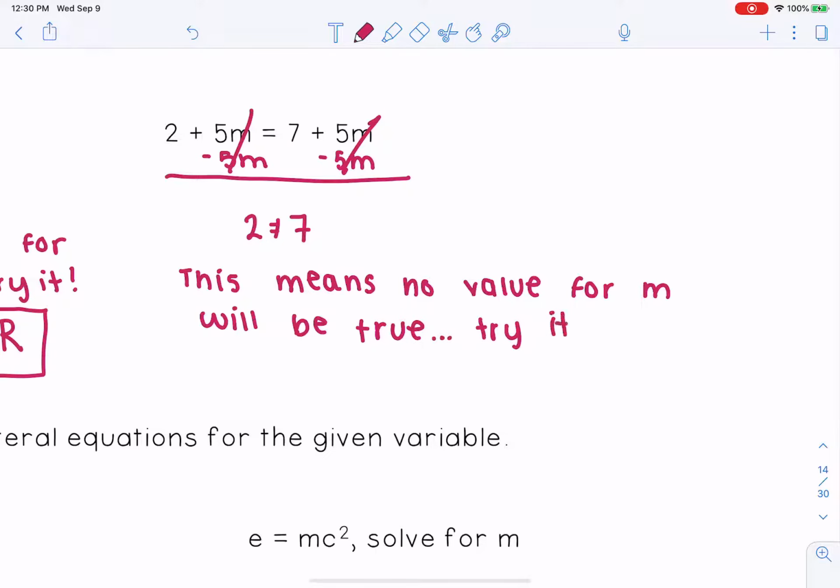Try it. Let's plug in 1 for m. So that means 2 plus 5 equals 7 plus 5. That doesn't make any sense, right? If I have the same value and I add 2 to it or add 7 to it, they're never going to be equal. So our answer for this is no solution.